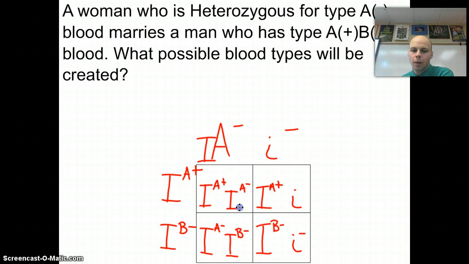So our ratio would end up being 1 to 1 to 1 to 1. And then with our phenotypes, we'd have 2 individuals that have A positive blood, since positive is the dominant allele. These would both be A positive. We'd have 1 individual that is AB negative and 1 individual that is B negative. So we'd end up with a 2 to 1 to 1 ratio.